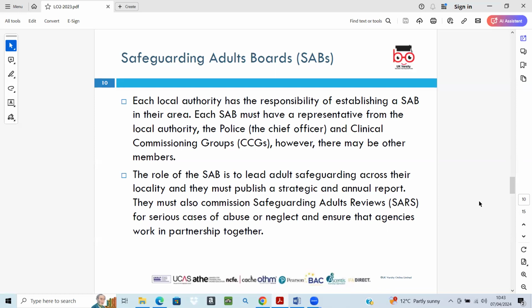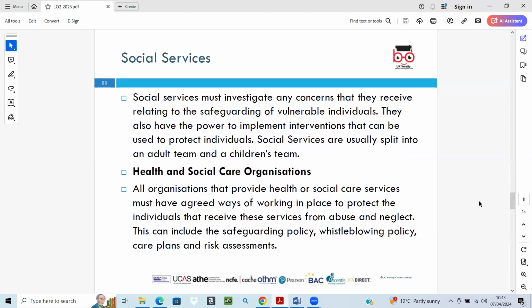And if we understand the role and responsibilities of the safeguarding adult board, then we would be able to appreciate the collaborative and strategic effort required to protect vulnerable adults from abuse and neglect. So that's why it's important for a care worker to know these policies, principles, and procedures. Then we have social services in the next slide.